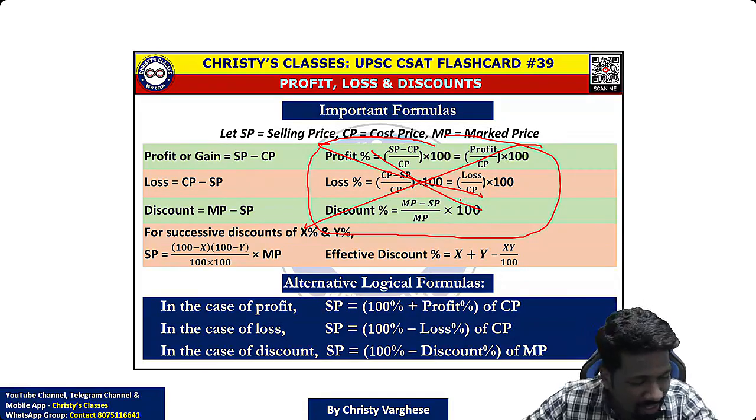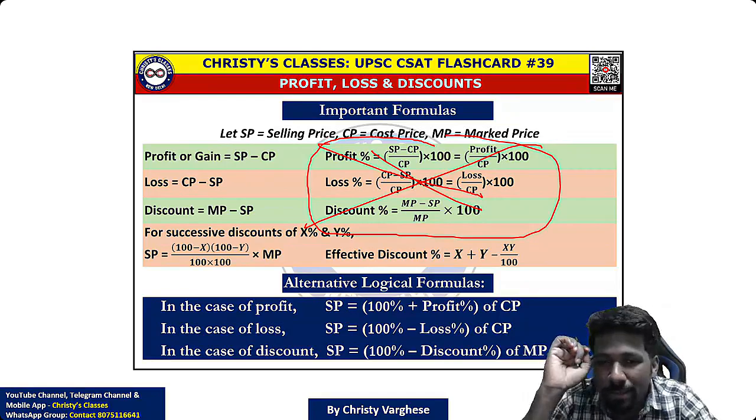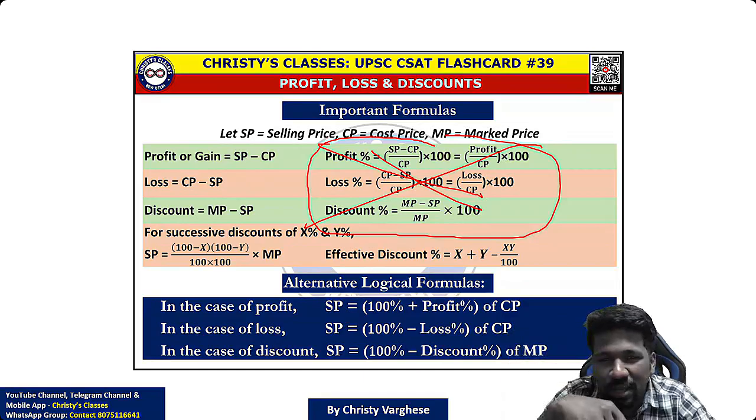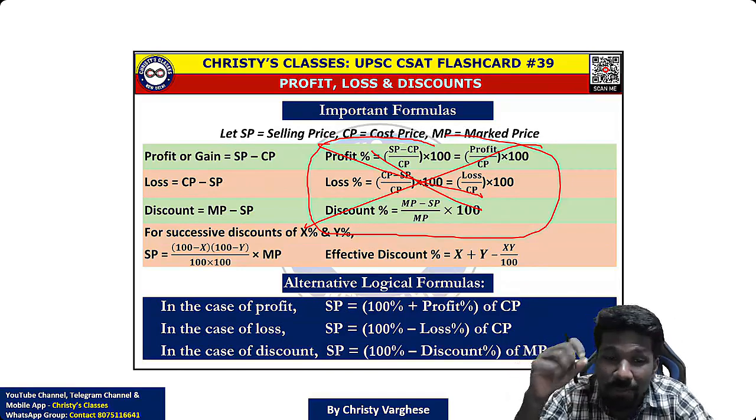Because if you have learned that formula in a logical fashion, with the reason behind the formula, then learning the formula is fine. But if you just mugged up the formula like a poem, (SP minus CP) by CP into 100 is a poem, (MP minus SP) by MP into 100 is a poem, that won't help much. Because the time taken to pick SP, MP, CP from a question will be much more than doing it logically.